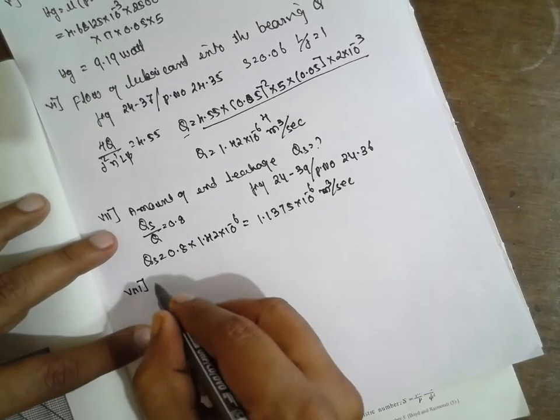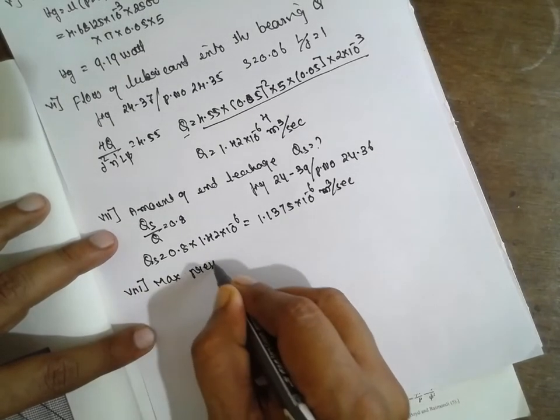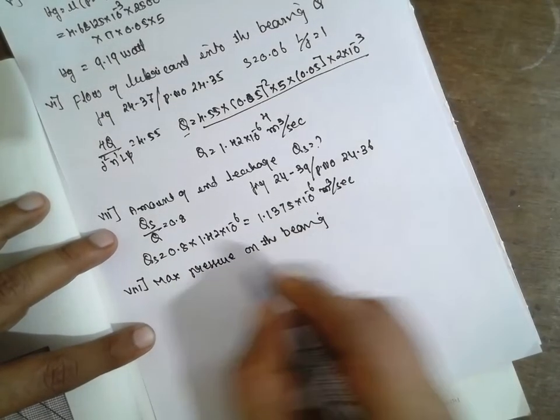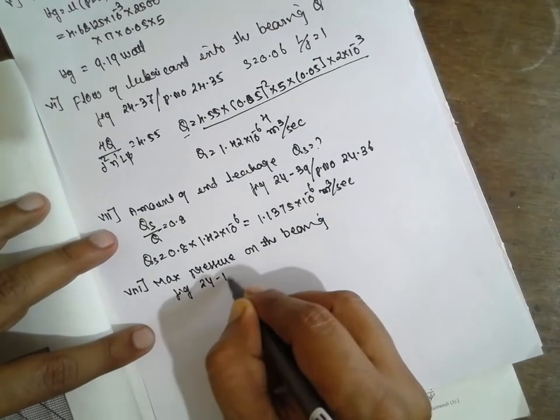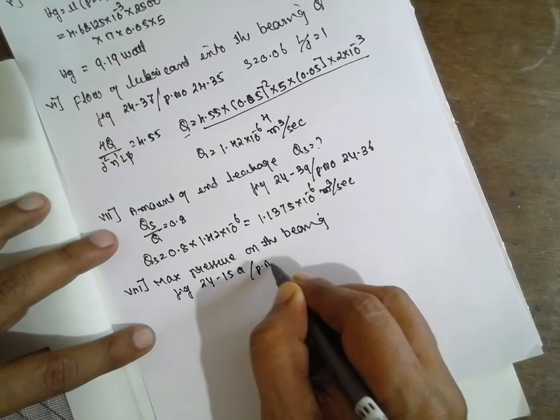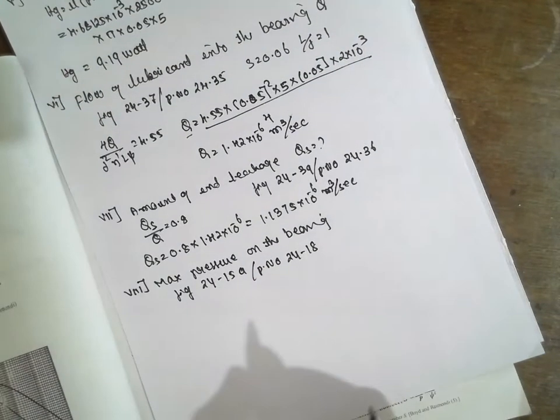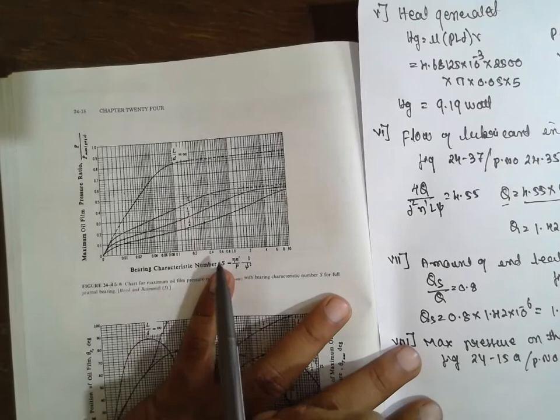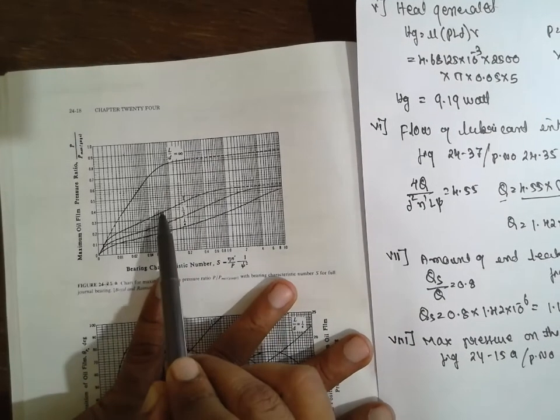Next is maximum pressure on the bearing. For this one, you have to refer to the figure 24.15A, page number 24.18. S is known here, and L by D is nothing but 1. This is the 1, this is the 0.06.